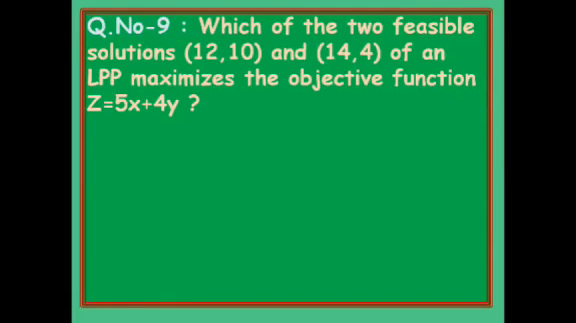Question number 9 from your exercise. Which of the two feasible solutions 12,10 and 14,4 of an LPP maximizes the objective function z equal to 5x plus 4y is the question.